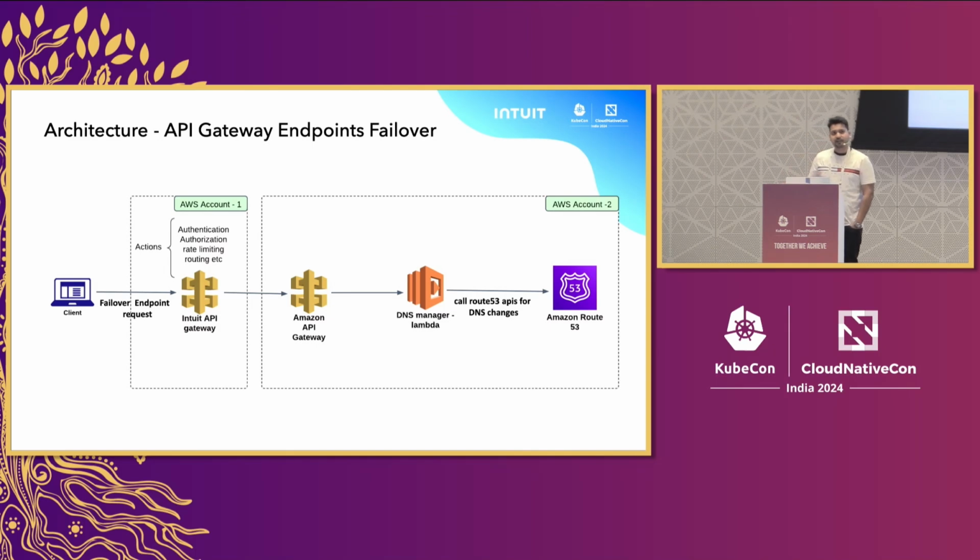The Lambda DNS service is responsible for the DNS management of both gateway and mesh, and we'll see how the mesh happens. It is behind the AWS API gateway. Since it is a Lambda, it also needs to be backed by the AWS API gateway, and that's how it works. So this is what the backend experience looks like for the API gateway endpoint failover.